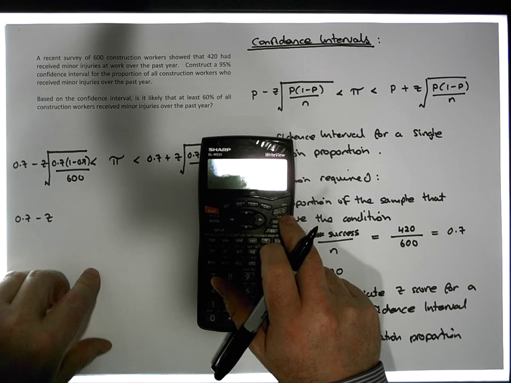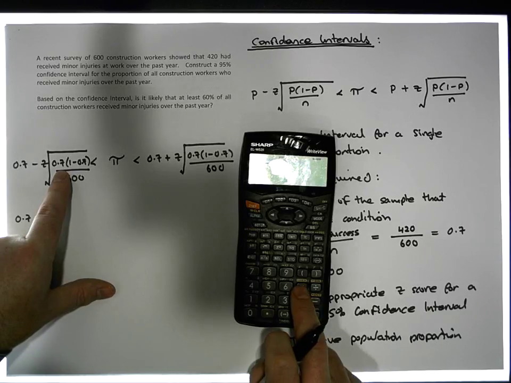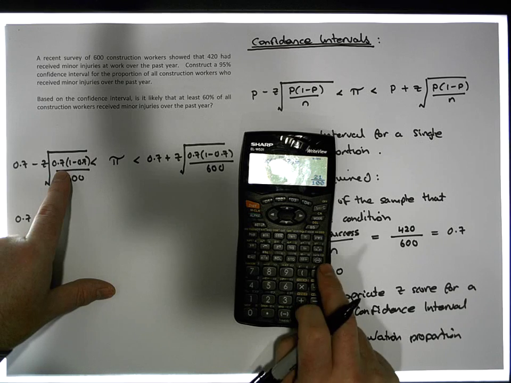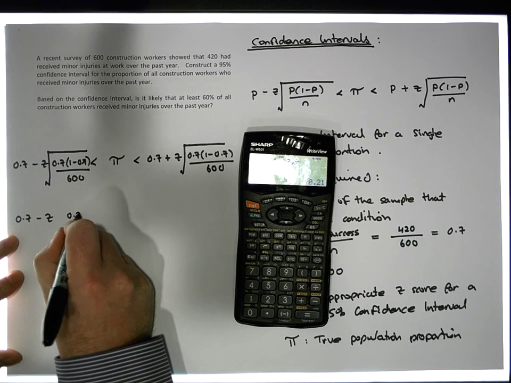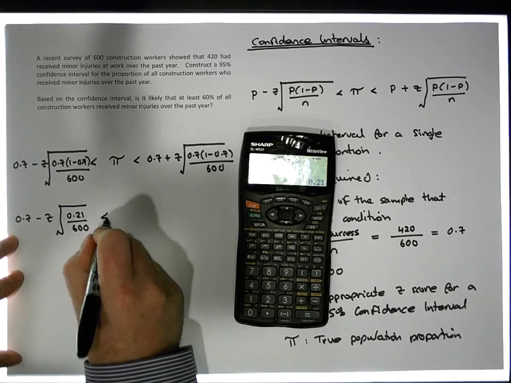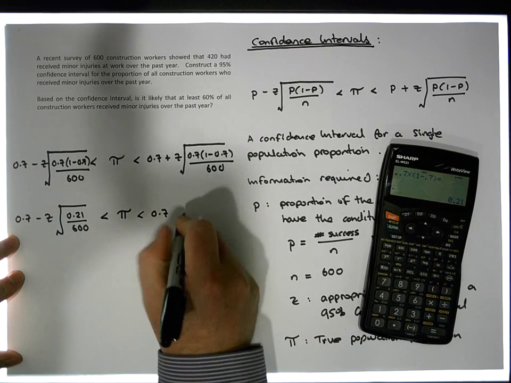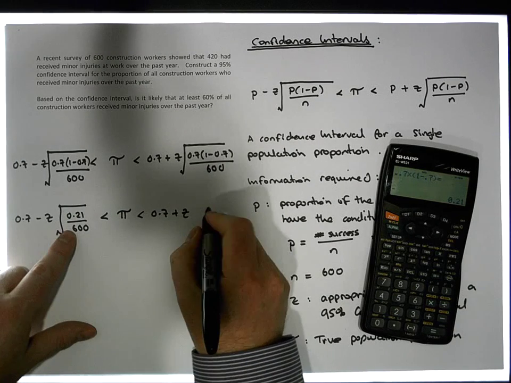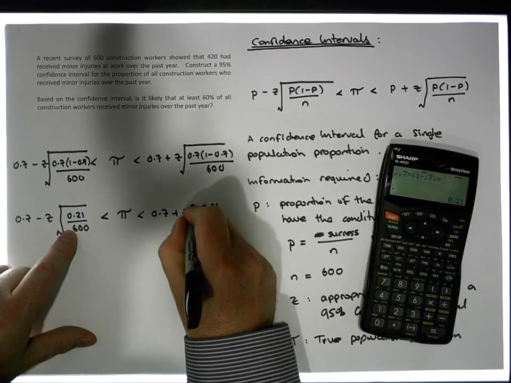Actually, let me maybe do this in stages. So what I'll do is I'll just do the numerator here first. So it's 0.7 times 1 minus 0.7, okay? The numerator here in the fraction is 0.21. So it's z times the square root of 0.21 over 600. So it's the square root of that, okay? Must be less than our population proportion, which must be less than 0.7 plus z times that same factor that we had over here, which is 0.21 divided by 600, and it's the square root of that, okay?